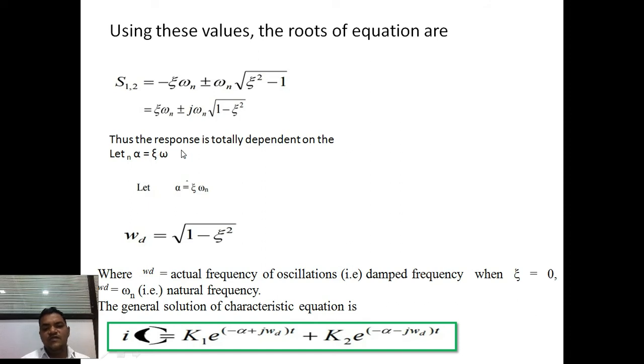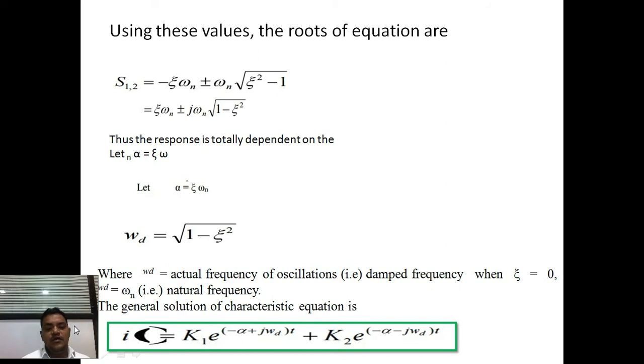Thus the response totally depends on alpha. There are the parameters alpha, beta, and angular frequency in this way. Therefore alpha is equal to zeta into omega n, and alpha is the attenuation factor. The actual frequency of the oscillation is called the damped frequency, and omega d is given as omega n times the root of 1 minus zeta squared. From that equation, omega d is the actual frequency of oscillation, or damped frequency, and when zeta is equal to 0, it equals omega n.